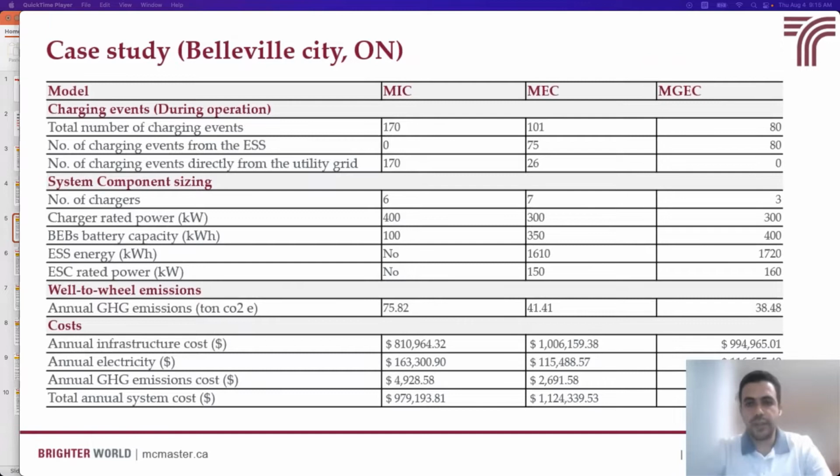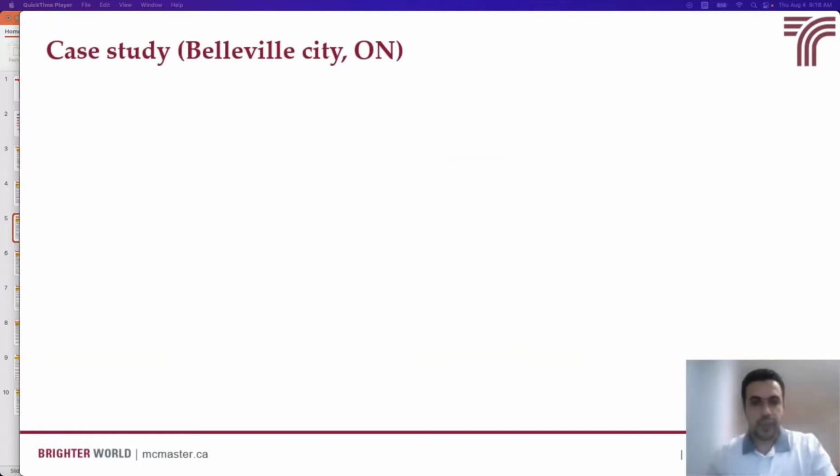The system components are 3 chargers with 300 kilowatt rated power. The battery electric bus battery capacity is 400 kilowatt hour. The energy storage energy is around 1,700 kilowatt hour, and finally the energy storage charger rated power is 160 kilowatt. The annual greenhouse gas emissions is around 38 ton CO2 equivalent.